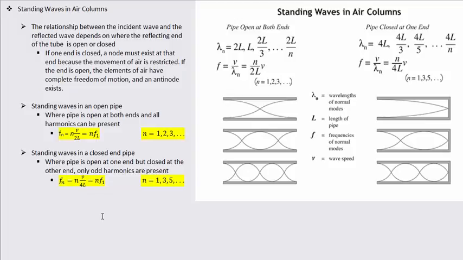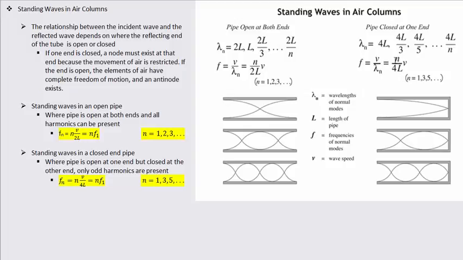Standing waves in a closed-end pipe occur when the pipe is open at one end but closed at the other end. Here, only odd harmonics are present, such as our first harmonic, our third harmonic, and our fifth harmonic. This can be seen to the far right in our figure, where one end is open and one end is closed. In order to solve for a frequency in a closed pipe, we see that our equation differs.